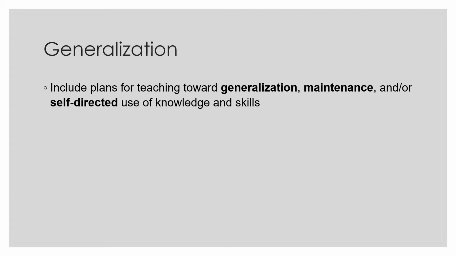Note that edTPA wants to see that your plans include teaching towards generalization, maintenance, or self-directed use of knowledge and skills. And I want to note that it's teaching towards that. It doesn't mean that the candidate or the student can actually do it in a self-directed way, but that you have planned for how they will get to be self-directed, or how they will generalize that skill or maintain that skill. So I've created a column in your lesson plan where you can put notes on how you're going to make sure that you are attending to that.